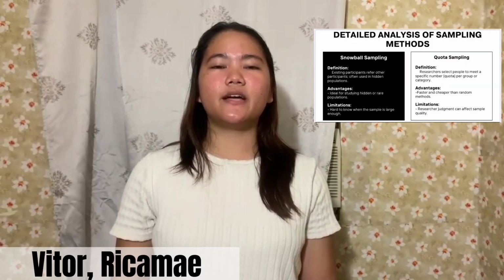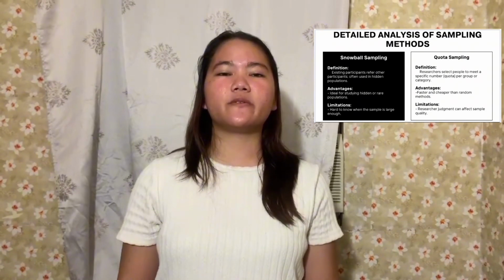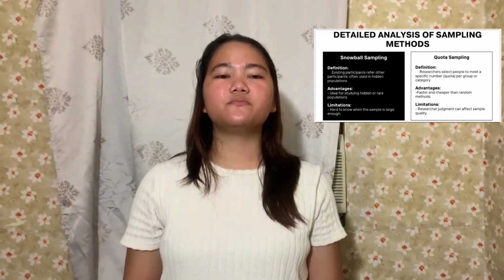Quota sampling is a non-random method where researchers select a fixed number of participants from specific groups, like age or gender, to ensure each group is properly represented. When to use it? Use it when you need a specific number from different groups to be included in your study.